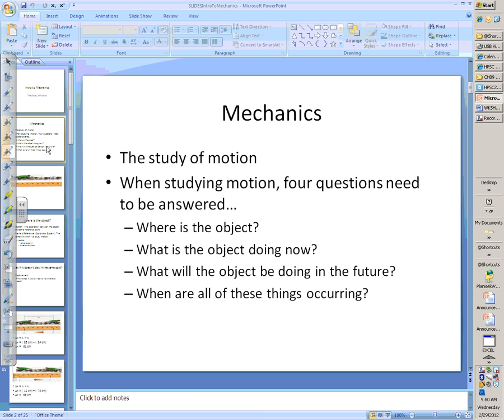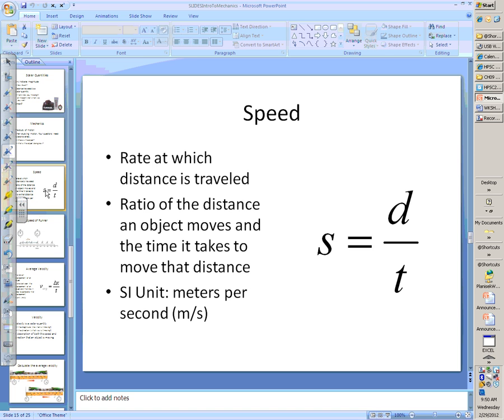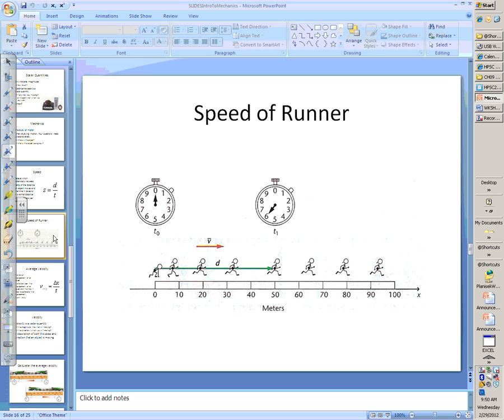Okay? So, let's talk about speed first. How do we calculate the speed of something? s equals d over t. Distance divided by time, or the distance traveled divided by the time it takes to go that distance. We said that speed was a rate. And what did we say a rate was? Whenever we talk about a rate, there's a time factor, something over time. Speed is a distance divided by time, or the rate that distance is traveled. And I believe in class yesterday, we looked at this picture, is that right? Of this girl running the race?